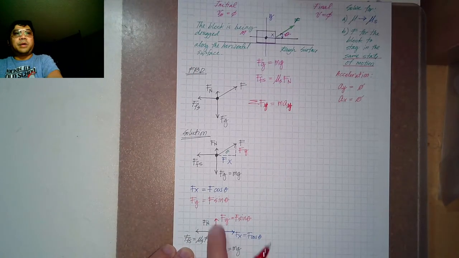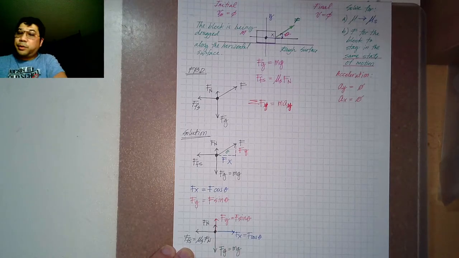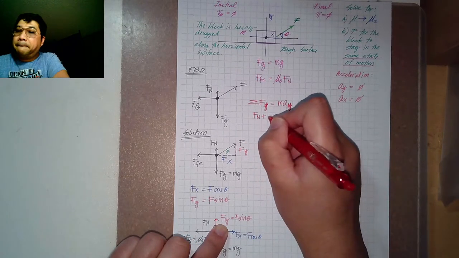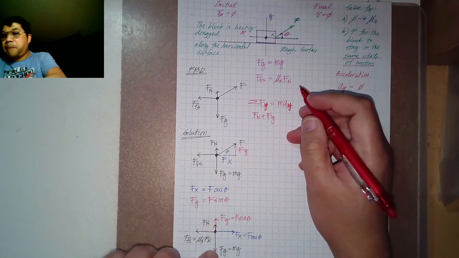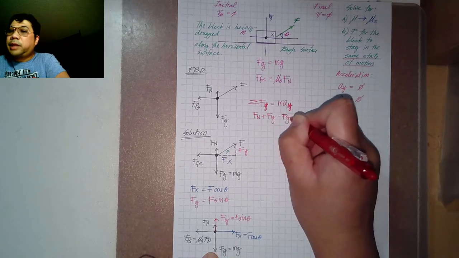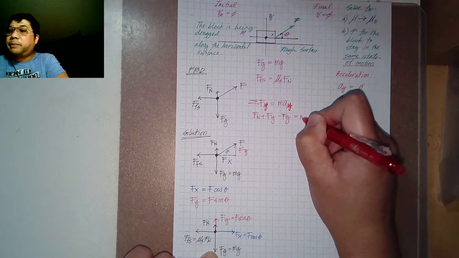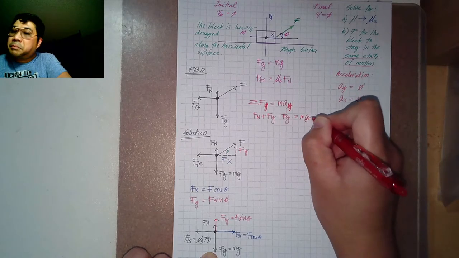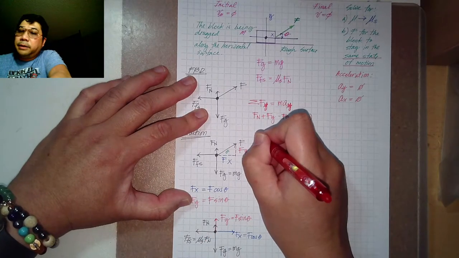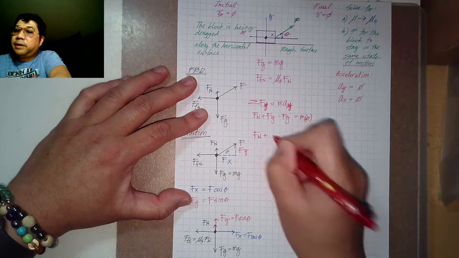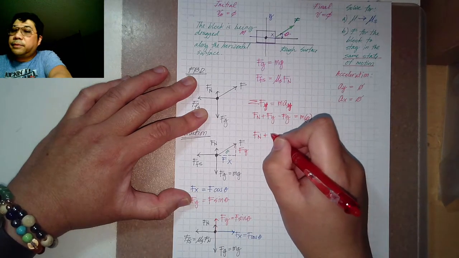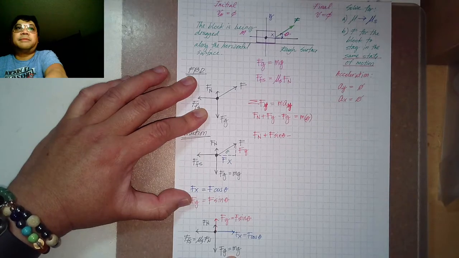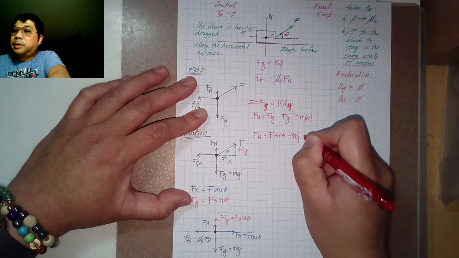So positive forces going up, negative forces going down. What are the different forces going up? We have the normal force plus F sub y minus the force of gravity or weight is equivalent to mass multiplied by the acceleration along the y-axis, which is zero. Now, we all know that Fn is Fn. F sub y is simply F, the applied force, multiplied by sine theta, minus the force of gravity, which is mg, equals zero.